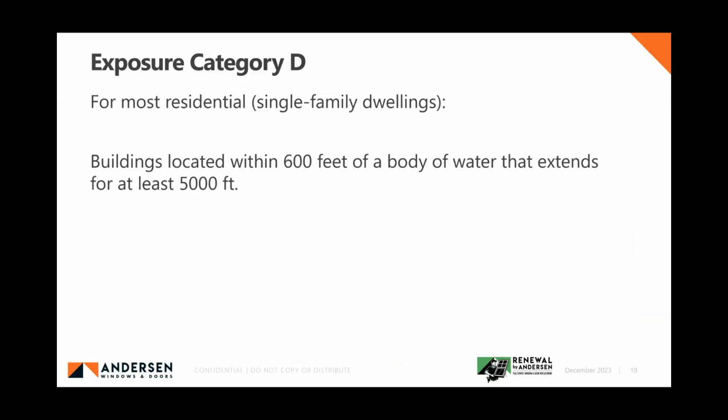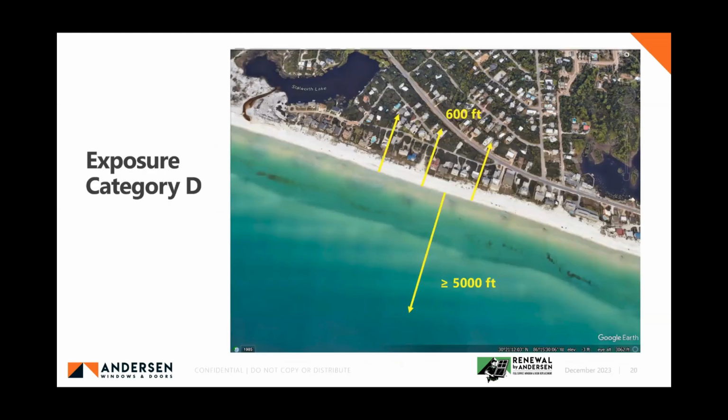Okay. For exposure category D, again dealing with residential single-family dwellings, these are buildings that are located within 600 feet of a body of water that extends for at least 5,000 feet. Okay, so for example, here, these buildings located on the beach, the ones that are within 600 feet of the edge of the water, are going to qualify as exposure category D.